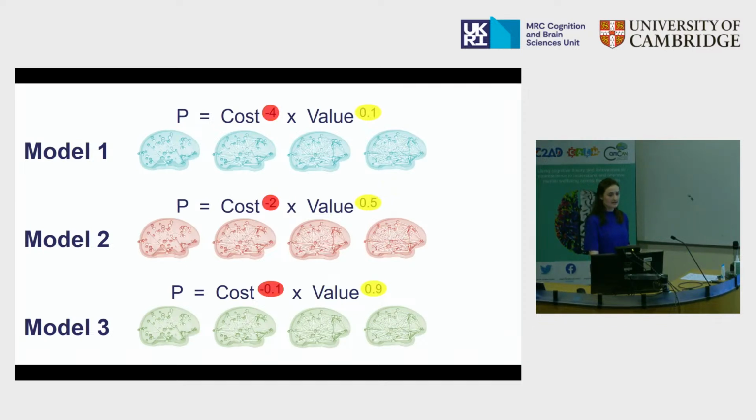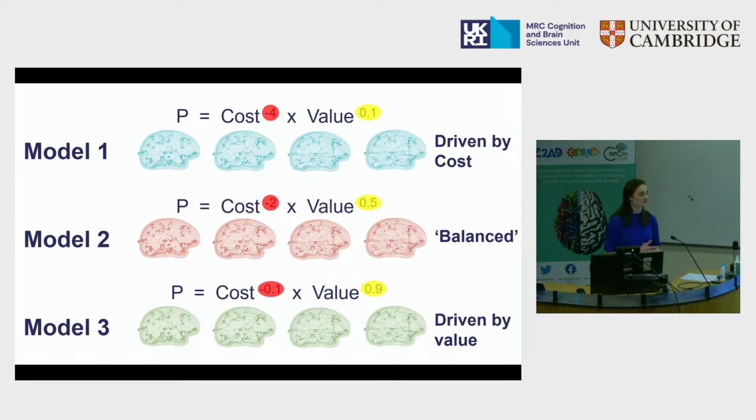Cost is always negative because we're penalizing costly connections, and value is always positive in weighing how important valuable connections are for that model. And so what we end up with are models that have slightly different conditions. The first model is driven mostly by cost. It's raised to -4, which in this case is highly penalizing cost. Model 2 is a bit more balanced, whereas Model 3 is driven mostly by value because it's raised to 0.9, which in this context is weighing value very highly.